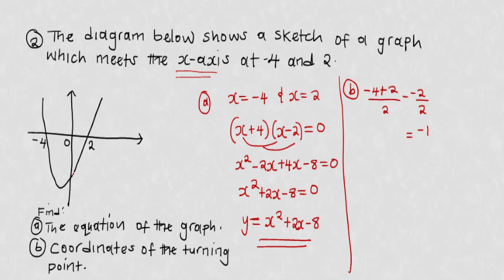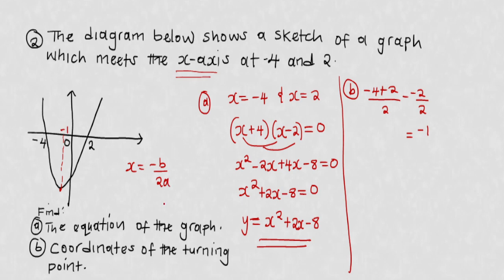So if you check, this is the turning point. When you go there, this is negative 1. That's how you can find that. Alternatively, there is a formula you can use to find the x coordinate, which is x is equal to negative b over 2a. You can also use this, but I prefer using the first method because it is faster.